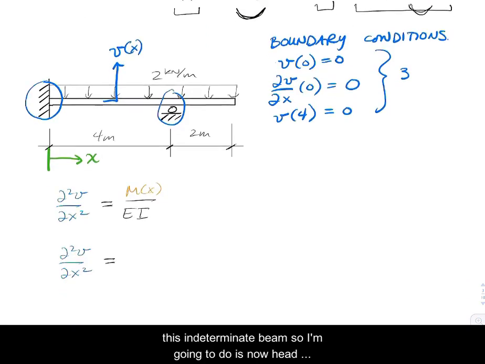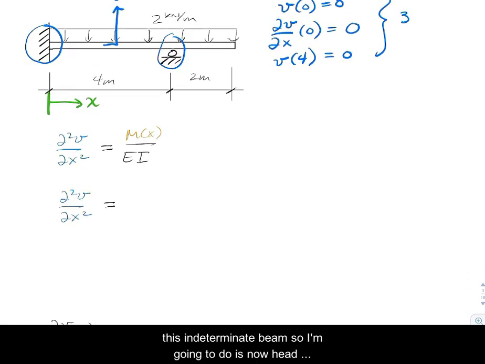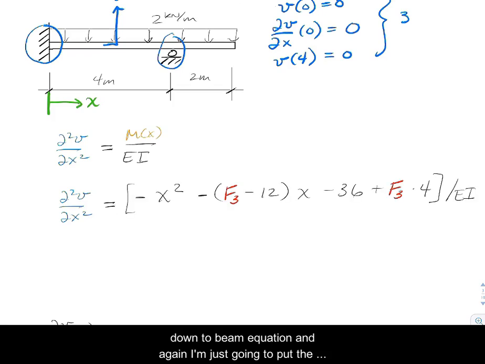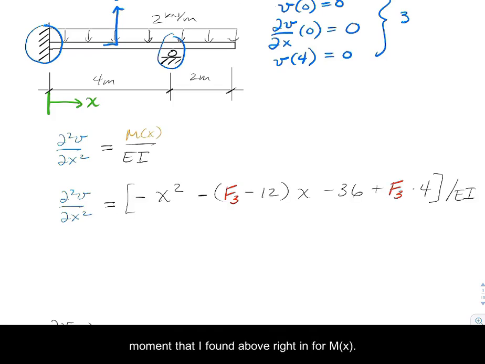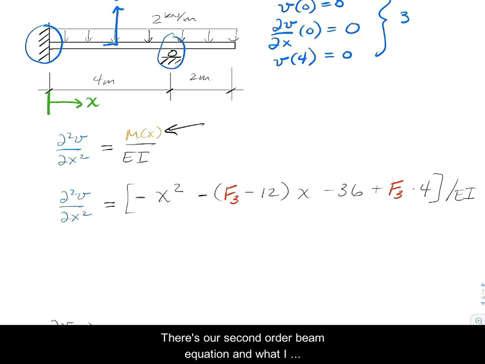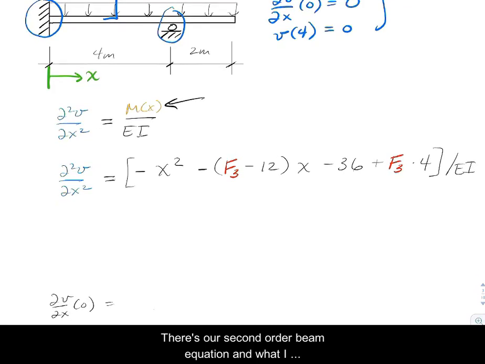So all we're going to do is now head down to the beam equation. And again, I'm just going to put the moment that I found above right in for m of x. So there's our second order beam equation. And so what I want to do now is start integrating.